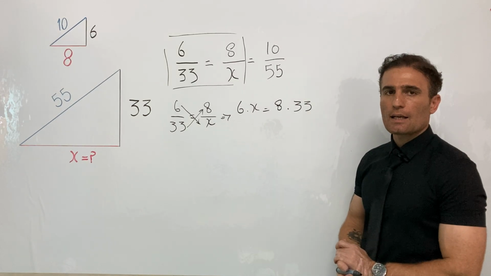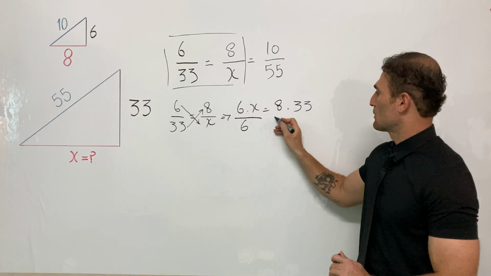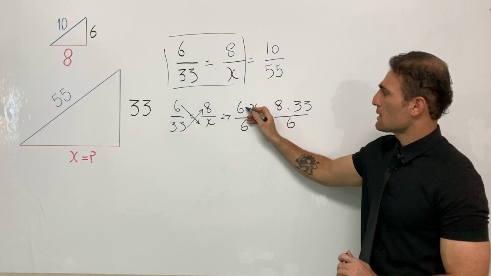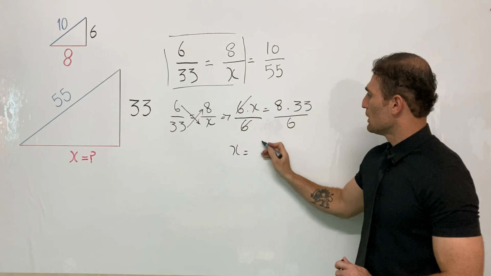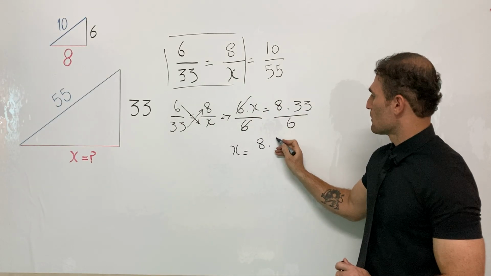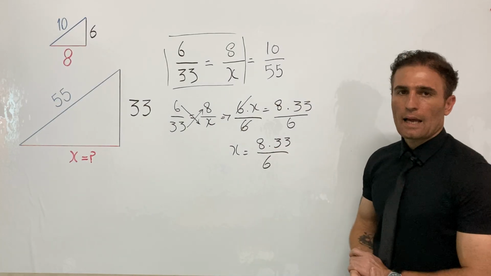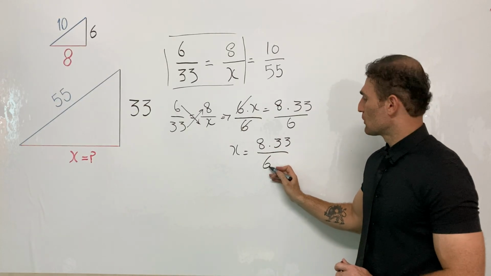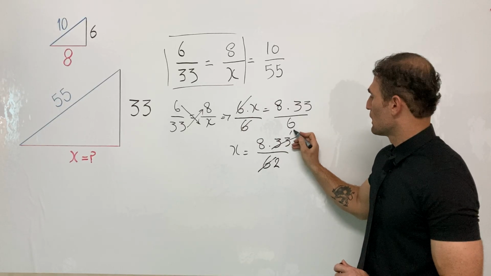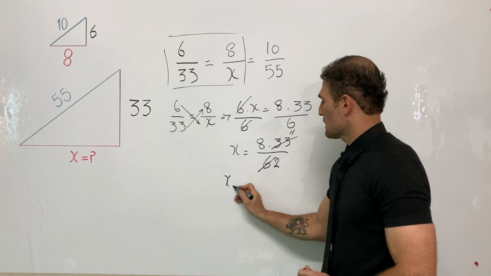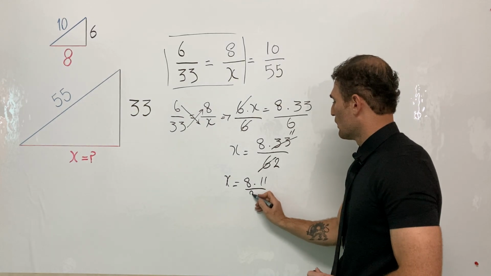To isolate the x, we can divide both sides by 6. So this 6 and this 6 cancel off. x is going to be 8 times 33 over 6. As you know, 6 divided by 3 is 2. 33 divided by 3 is 11. So x is going to be 8 times 11 over 2.